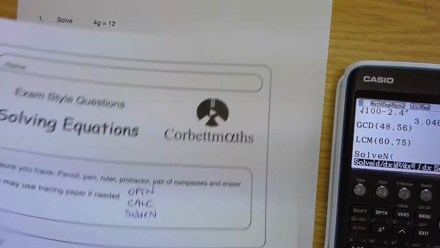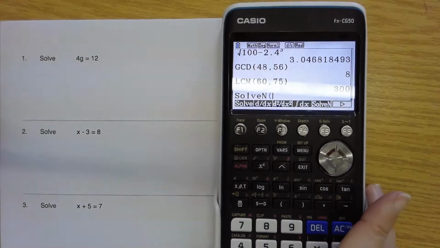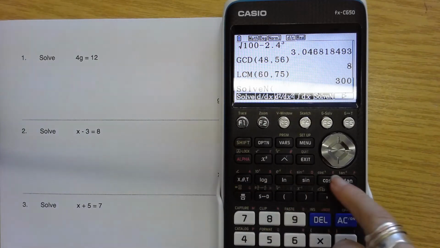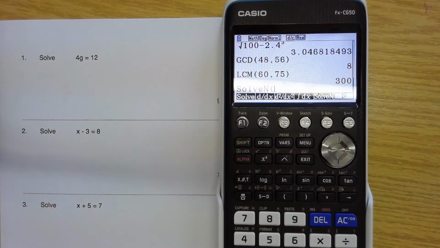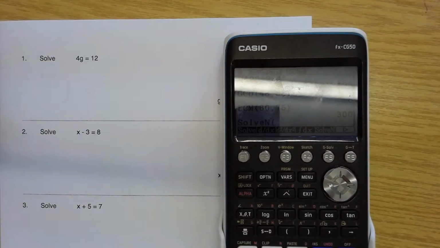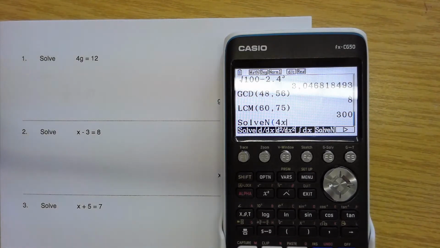So if I go to my first question here, it has that 4g equals 12. Now on the calculator, you'll see that with the alpha in red, there are behind everything the letters of the alphabet. We are not going to use those letters when we're solving equations. We're going to use this button here. This is the x, theta, t button. So this is where you use the variable. Now, students very quickly get used to, instead of typing in 4g equals 12, they're just going to do 4x. So they're going to use x for every single variable when they're solving an equation.